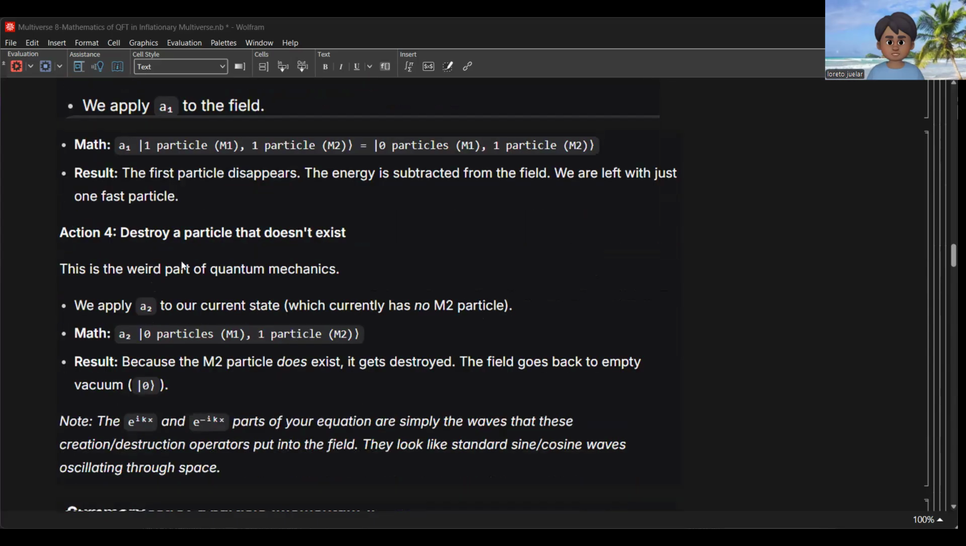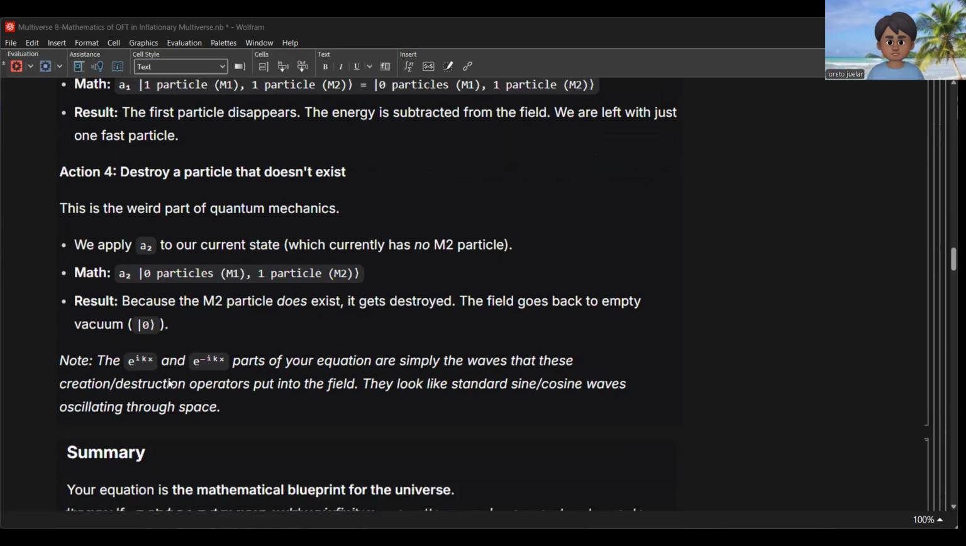Now action four, destroy a particle that does not exist. This is the weird part of quantum mechanics. We apply the annihilation operator to our current state, which currently has no momentum two particles, acting on zero particles of momentum one and one particle with momentum two. Because the momentum two particle does exist, it gets destroyed. The field goes back to the empty vacuum, zero.